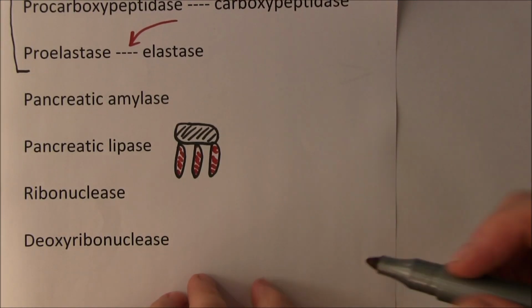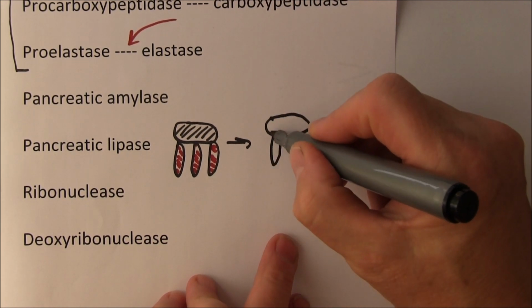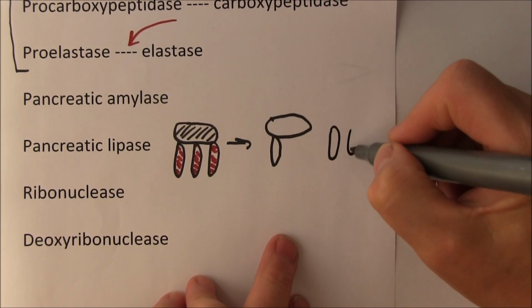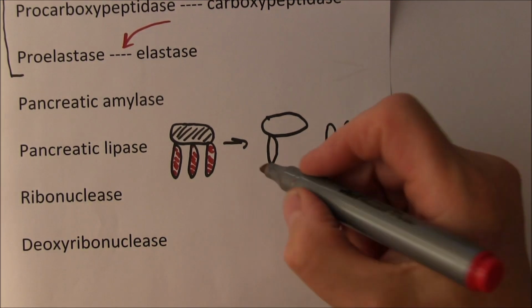So we could carry on illustrating this graphically. We're going to end up with monoglycerides and fatty acid units, fatty acid chains, long chain or short chain.